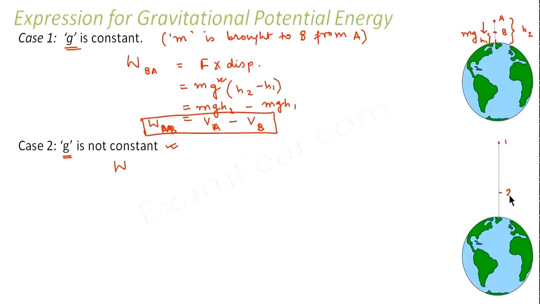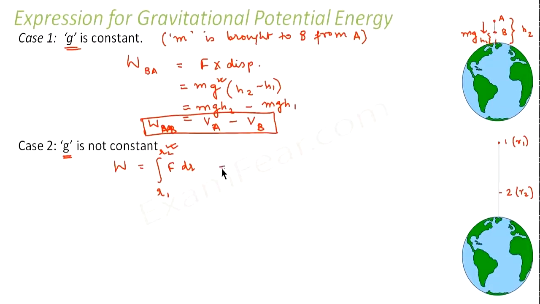This is position 2. Now let us say we determine the position vector of 2 with R2. Similarly, we determine the position vector of 1 by R1. Now here we consider that G is varying with height. That means G is a function of R. So in this case, W will be equal to integration of F dr from R1 to R2.